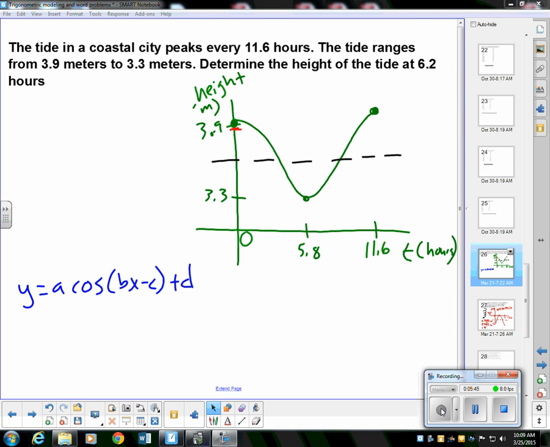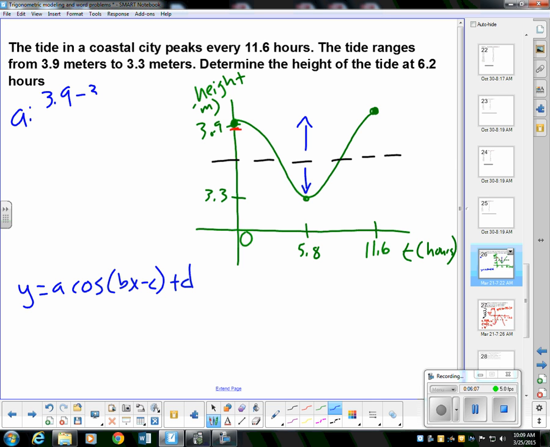Okay, so now we've chosen cosine. So all we've got to do is figure out A, B, C, and D. Not a big problem. Remember, A is the distance from the median line to the top and the median line to the bottom. A is always found by taking the highest y minus the lowest y and dividing that by 2. If you do the math, you should get 0.3. So we know A is 0.3. The distance from the median line to the top is 0.3, and the distance from the median line to the bottom is 0.3.